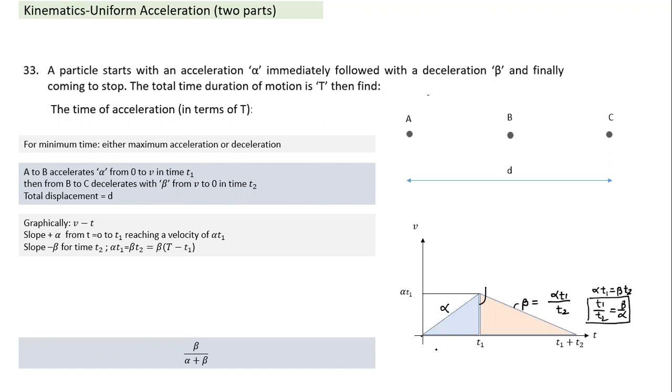Only in the blue part, right, sir? Yes. No, this is an important point. Alpha T1 by 2. Alpha T1 divided by 2. And not only in this case, whenever acceleration is uniform, average velocity is equal to the arithmetic mean of the two velocities.